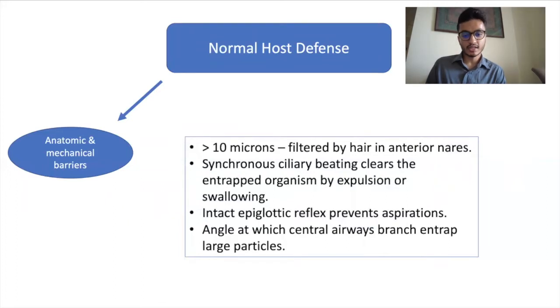Any particle more than 10 microns is being filtered by the hair of the anterior nares of your nose. The synchronous ciliary beating clears the entrapped organism by expulsion or swallowing. The intact epiglottic reflex prevents aspiration. Also, the acute angulation at which the central airways branch entraps most of these large particles.